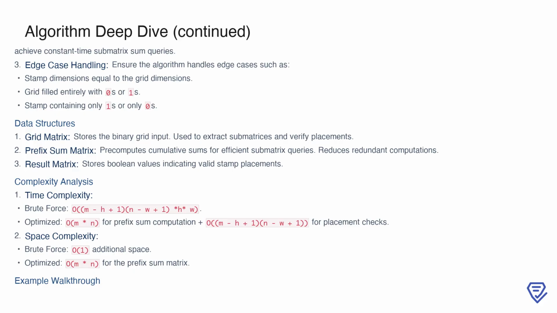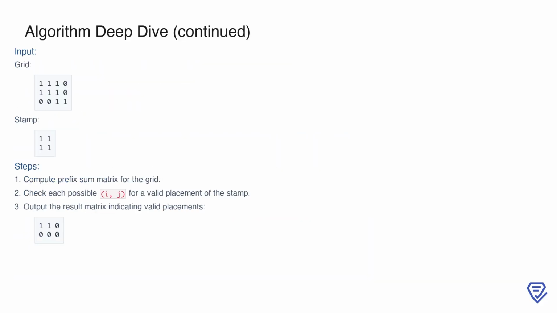Consider an example where the grid is a 3x4 matrix, and the stamp is a 2x2 matrix. The grid contains a mix of 1s and 0s, while the stamp is filled entirely with 1s. First, we compute the prefix sum matrix for the grid, which allows us to summarize the values of any submatrix efficiently.